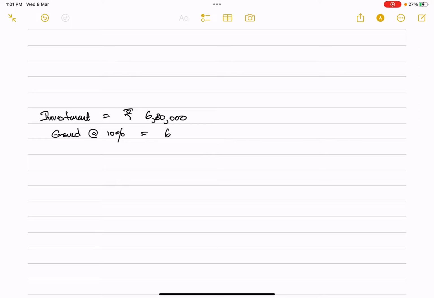So 10% means 63,000, right? And the total that we have earned out of this would be, if you add it up, 6 lakhs 93,000 rupees. But this entire 6 lakhs 93,000 will not be received by the company. Why? Because on this interest that we have earned, a tax deduction at source, a TDS, was charged at the rate of 10%. Okay, so 10% of 63,000 would be 6,300.